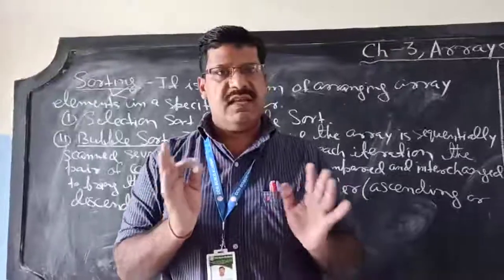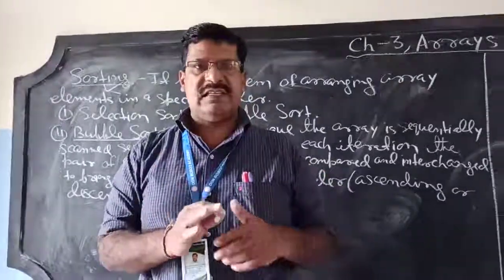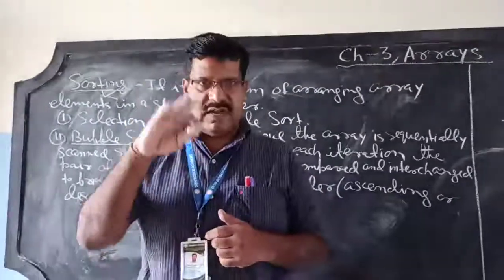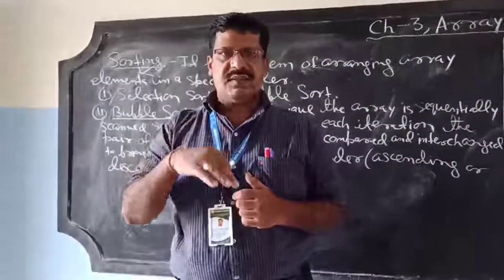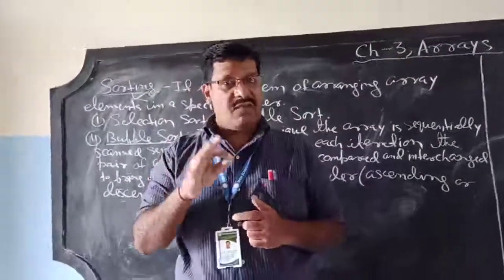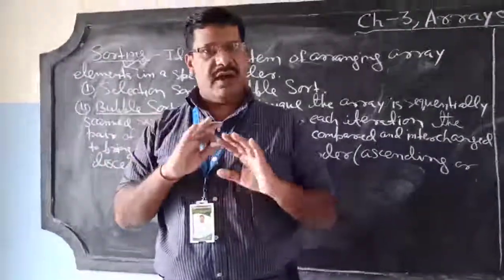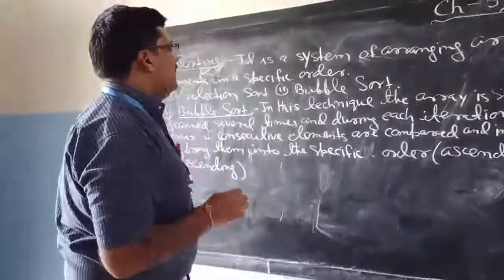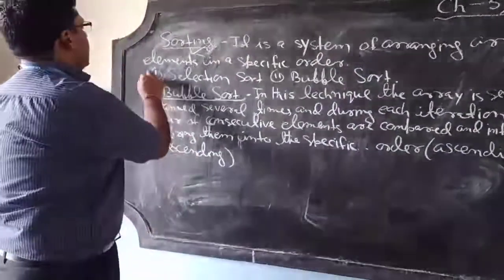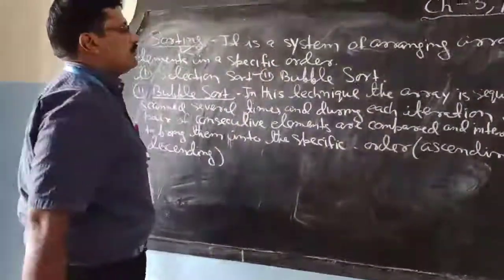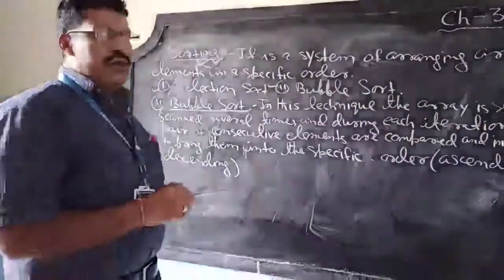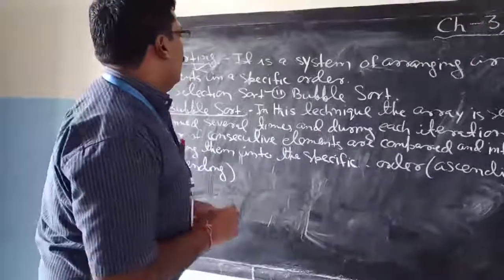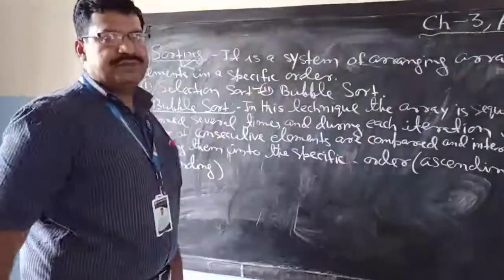The names will be arranged alphabetically, like our contact list in our mobile. In the contact list in our mobiles, the contacts are stored alphabetically. The same way arrays will be sorted. Sorting is mainly of two types: selection sort and bubble sort. In our reduced syllabus this time we have only the bubble sort.